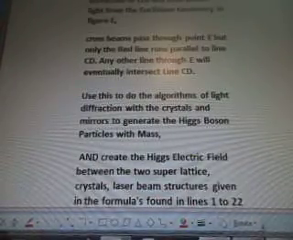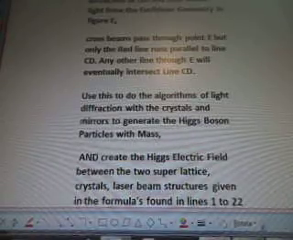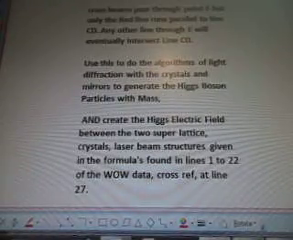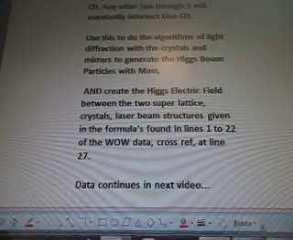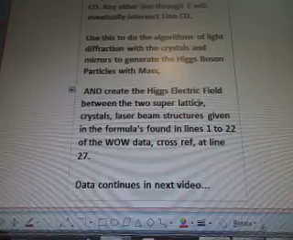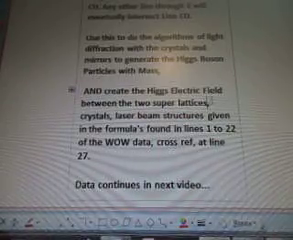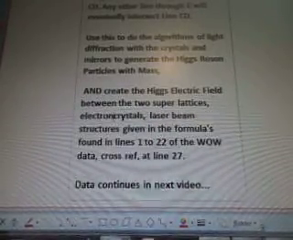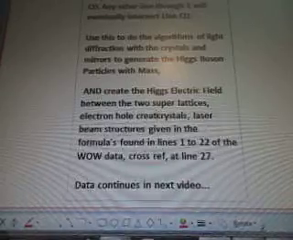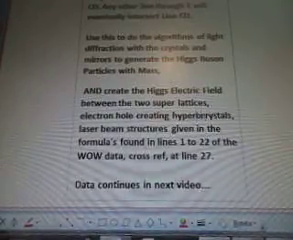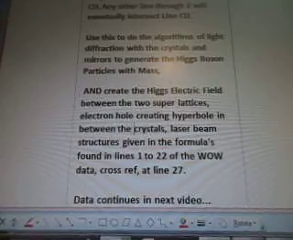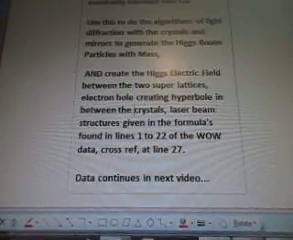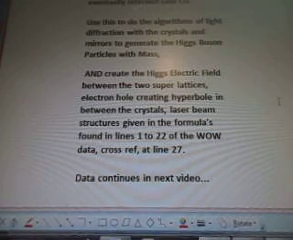Use this to do the algorithms of light diffraction with the crystals and mirrors to generate the Higgs boson particles with mass, and create the Higgs electric field between the two super lattices, and we have electron holes, creating hyperbole in between them, in between the crystals, laser beam structures given in the formulas found in lines 1 to 22 of the WOW data, cross-reference at line 27.